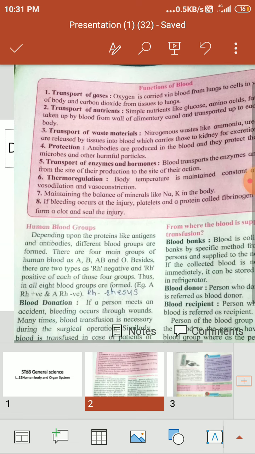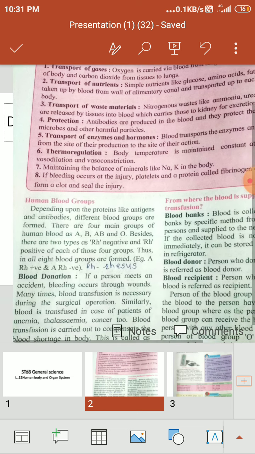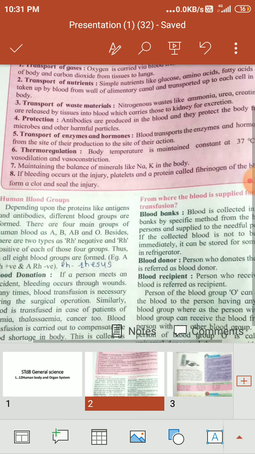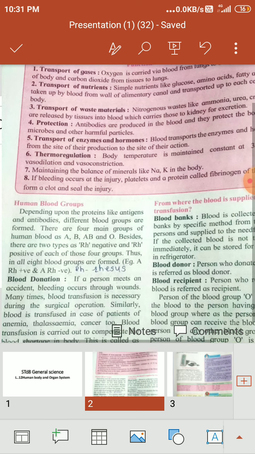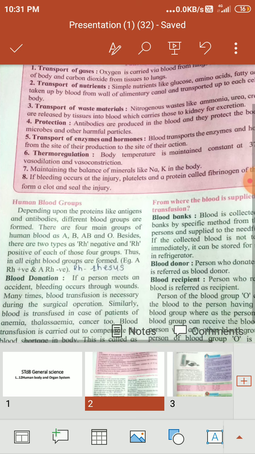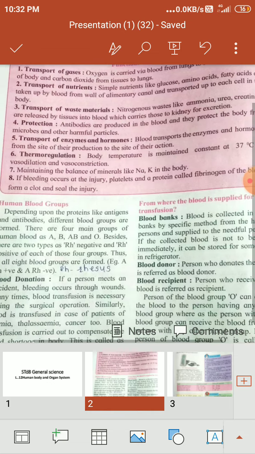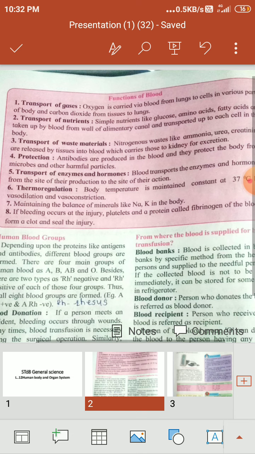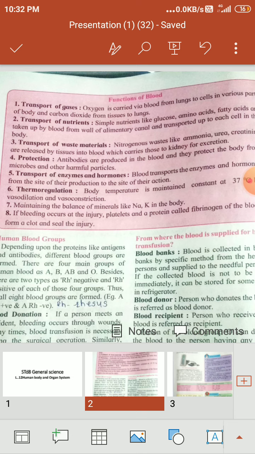Transport of enzymes and hormones. Blood transports the enzymes and hormones from the site of their production to the site of their action. Thermoregulation, that is, blood maintains the body temperature constant at 37 degrees Celsius by vasodilation and vasoconstriction. Vasodilation and vasoconstriction raise or lower our temperature according to the atmospheric temperature in the summer and winter seasons.